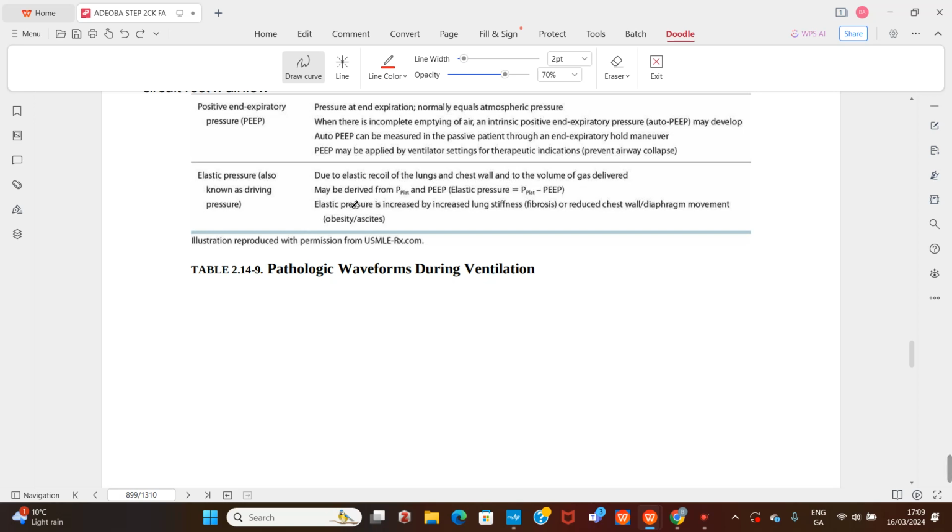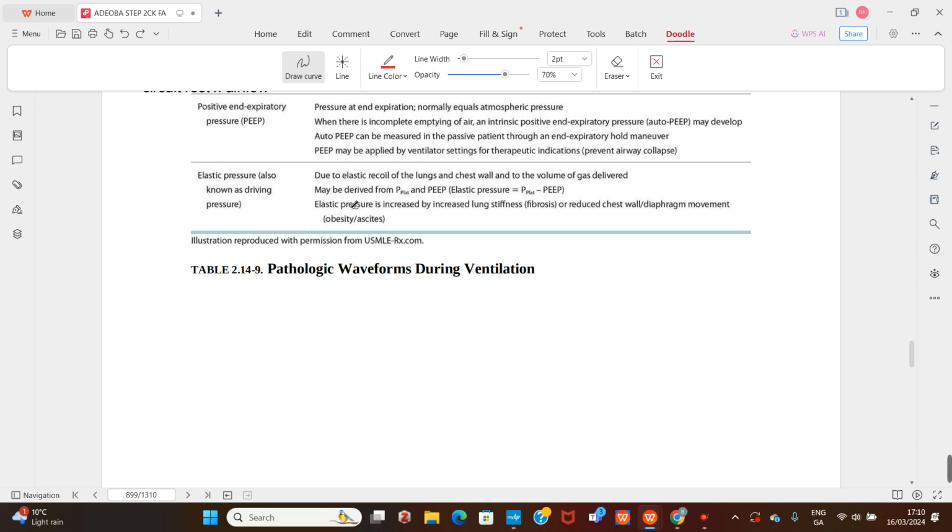So, the higher the elastic recoil of the chest wall and the lungs, the more the elastic pressure, and the more peak inspiratory pressure you need to deliver to open or drive air into the lungs. And don't forget, elastic pressure is a component of the Plateau pressure.